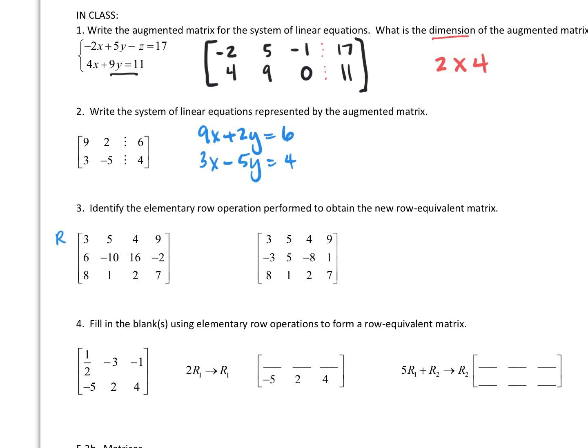So let's just label. This is row 1, this is row 2, and this is row 3, right? So to identify the elementary row operation performed to obtain the new row equivalent matrix. They're equivalent. All right, so take it row by row. Did the first row change? No change. Did the second row change? Yes. Okay, did the third row change? No. Okay, so we need to focus our attention on just row 2.